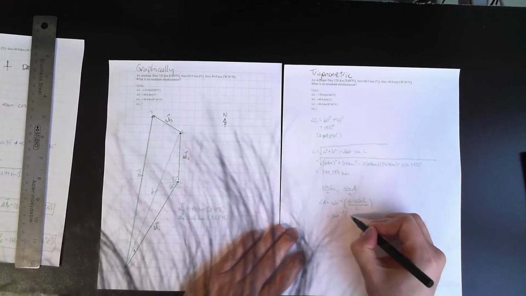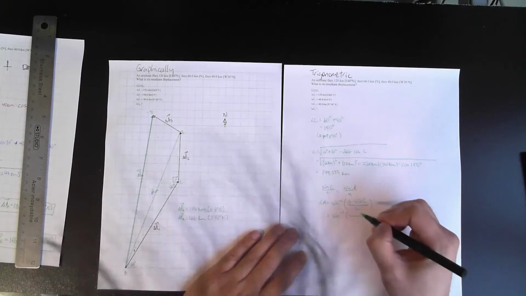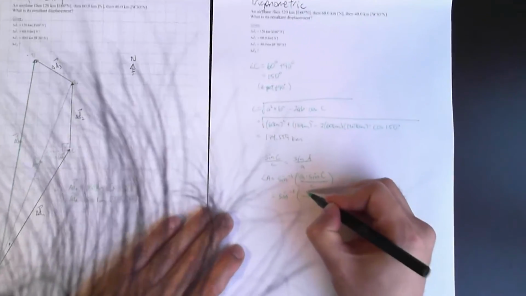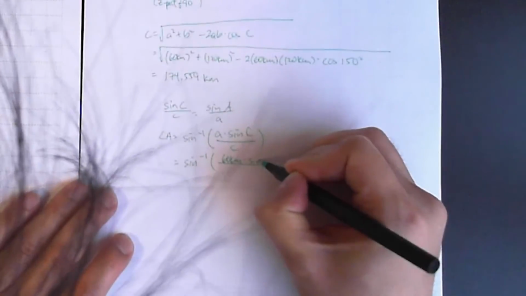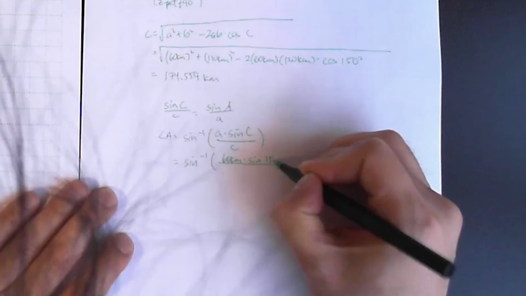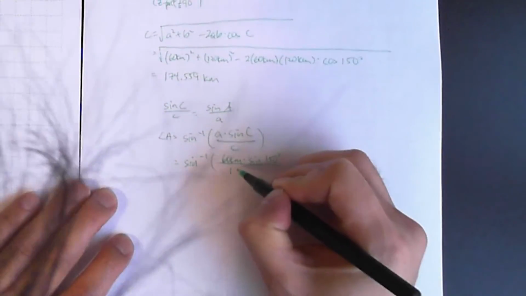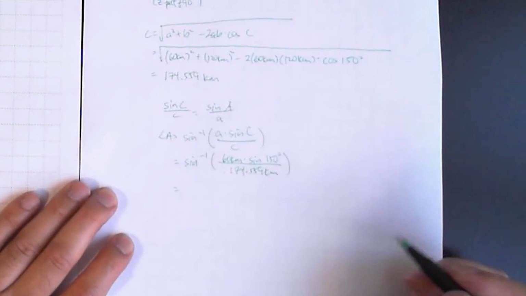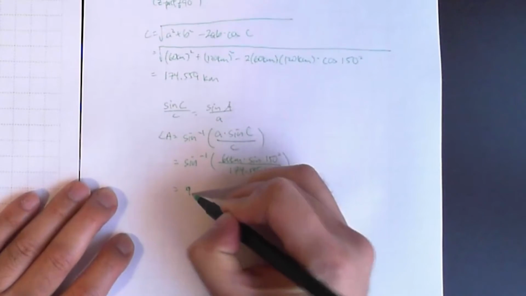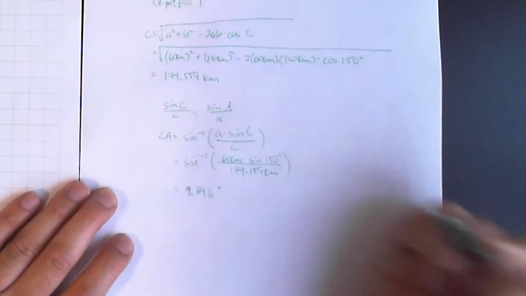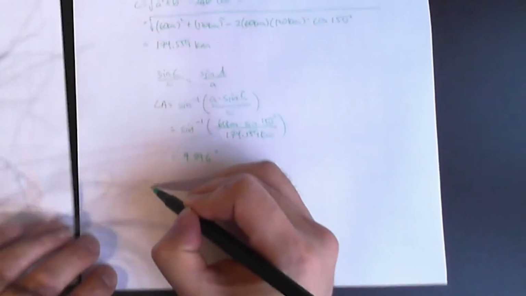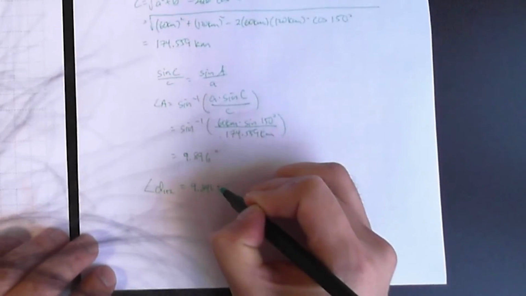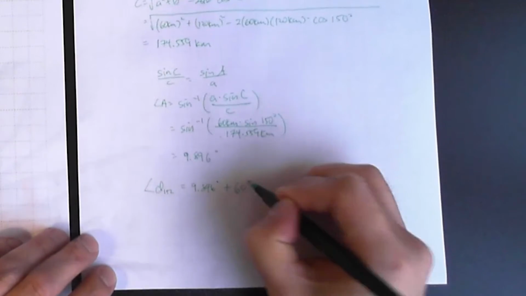One of the issues about solving using this method is that you got to really trust that this answer up here is correct. Otherwise, it's going to throw off everything else. So A is D2, and D2 is 60 kilometers. 60 kilometers times the sine of 150 degrees, all divided by 174.559 kilometers. And this will get you the answer of 9.896 degrees. All right, so the angle of D1 plus 2 is equal to 9.896 degrees plus 60 degrees.